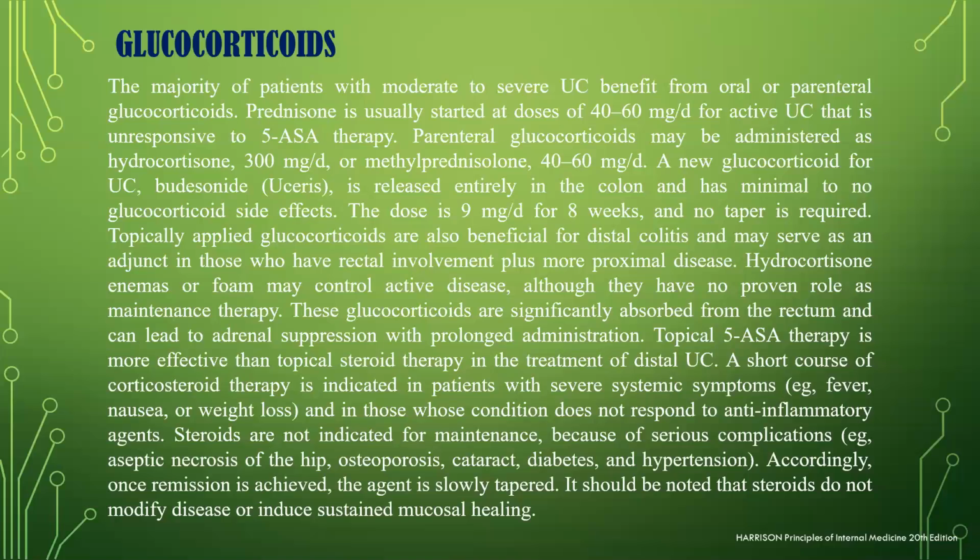Topically applied glucocorticoids are also beneficial in distal colitis and may serve as an adjunct in those who have rectal involvement plus more proximal disease. Hydrocortisone enemas or foam may control active disease, although they have no prominent role as maintenance therapy. These glucocorticoids are significantly absorbed from the rectum and can lead to adrenal suppression with prolonged administration. Topical salicylate therapy is more effective than topical steroid therapy in treatment of distal ulcerative colitis.